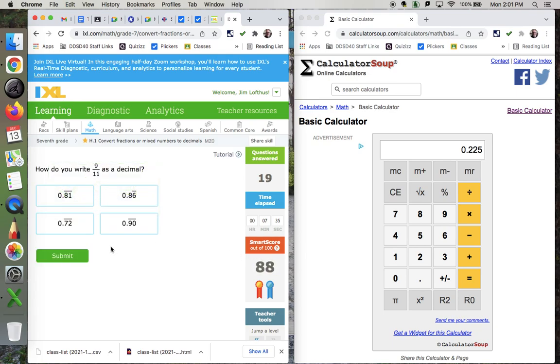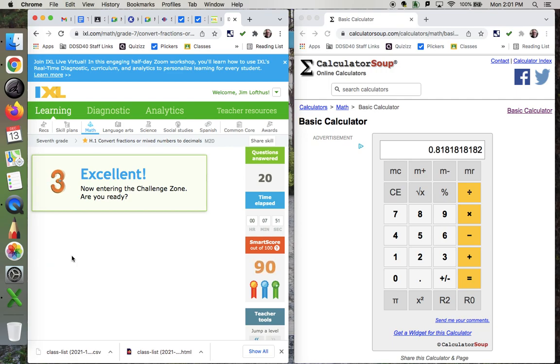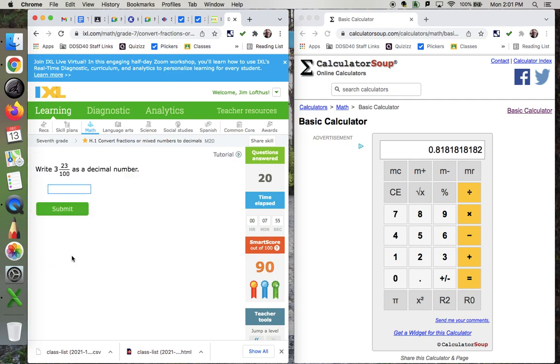All right, and then 9 divided by 11. Let's do that. 9 divided by 11 is 0.8181818181. That's the one right there. And we're at 90. So that is how you convert a fraction to a decimal.